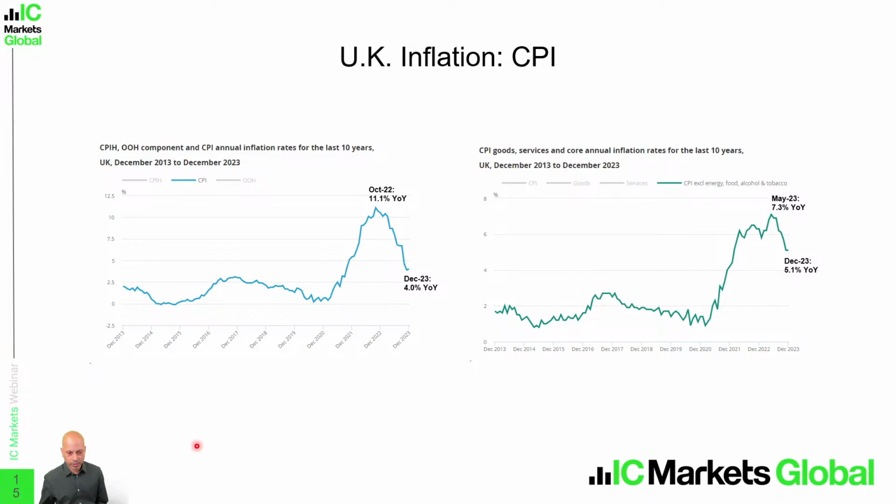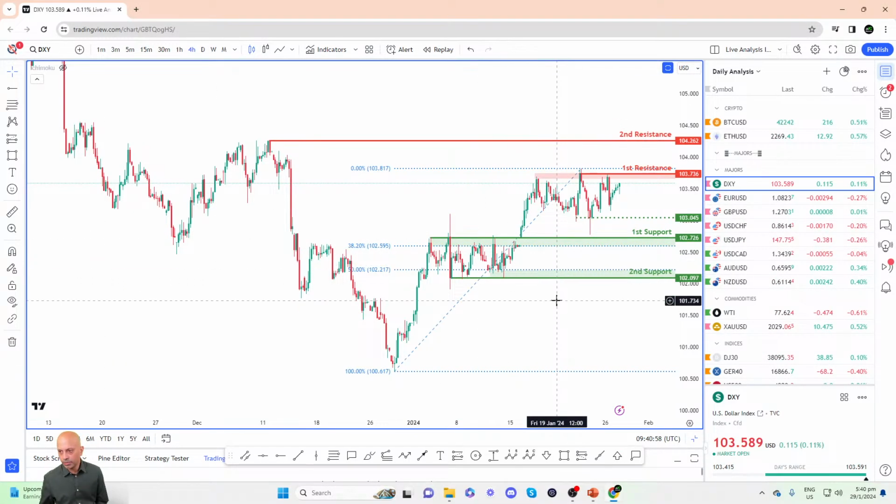All right, now let's dive into the charts onto TradingView, and we'll start off with the dollar index, and we'll start our analysis on the 4-hour time frame.